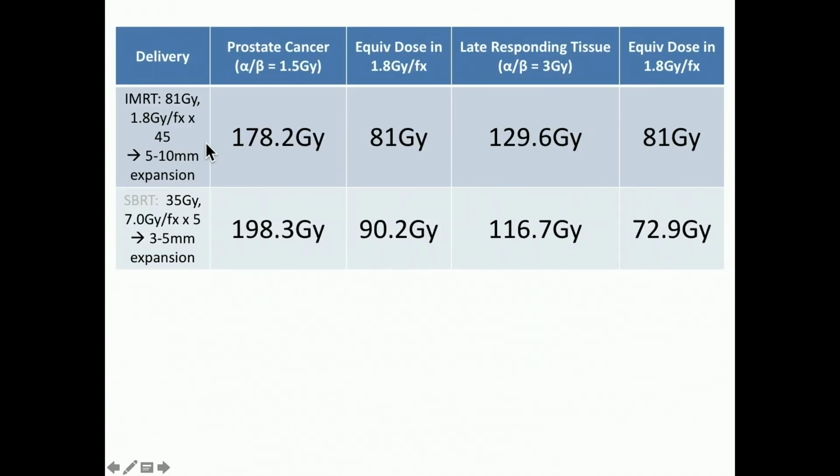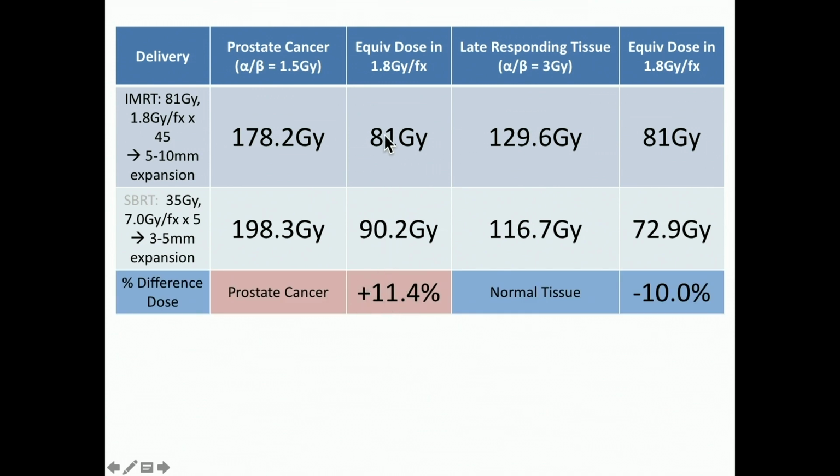And so this is just an example, and again, it's given some of the assumptions that prostate cancer has an alpha-beta ratio of 1.5 and rectal mucosa perhaps alpha-beta ratio of 3. But if you compare 81 gray over 9 weeks with 7 gray times 5 fractions, you could see even though the physical dose 81 versus 35 gray is much lower with a stereotactic approach, you're actually giving a higher normalized dose to the prostate cancer with a fewer fraction approach and a lower dose to normal tissue.